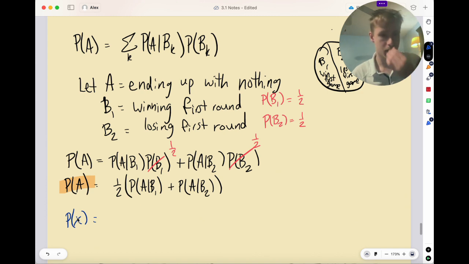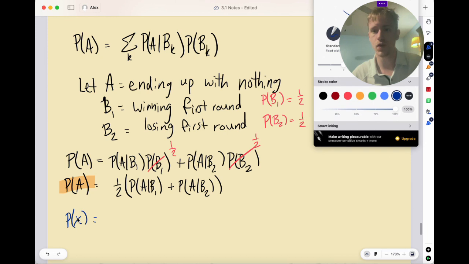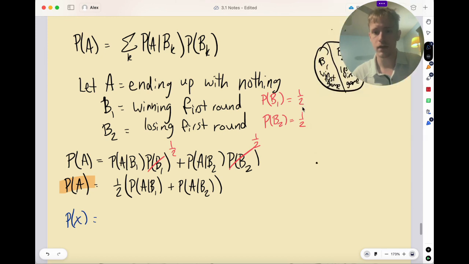Okay? Well, what's the probability that A occurs given that B1 has occurred? Okay, so let me just sketch out a picture. This is X to start out with. And let's say this is winning the first round, and maybe this is losing the first round.